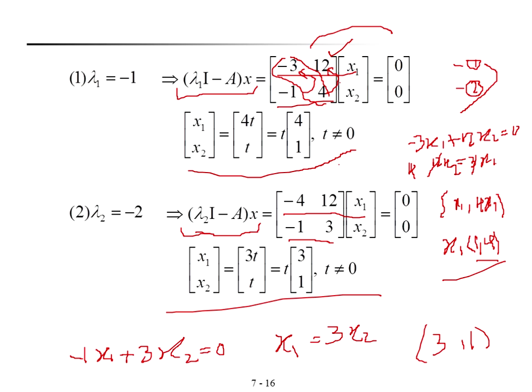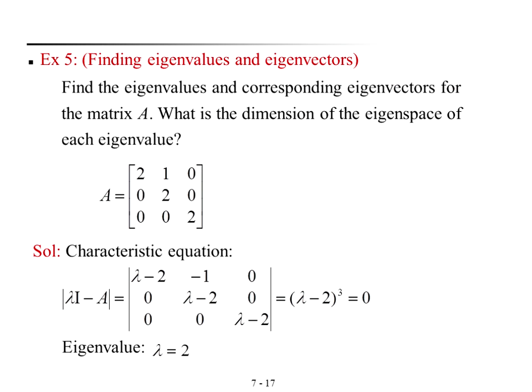So this is the method to find the eigenvalues and eigenvectors. So one more example: find the eigenvalues and corresponding eigenvectors for the matrix. What is the dimension of the eigenspace of each eigenvalue? So this is the question.